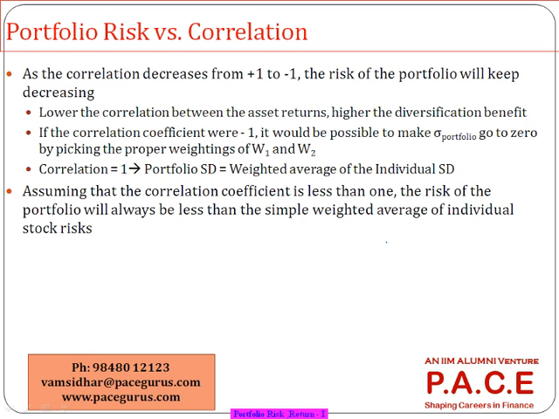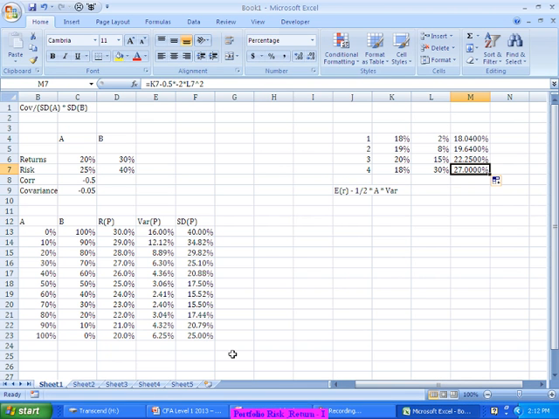Now I'll go back to our example again. Now if we see, the portfolio risk is actually coming down as the correlation comes down. When the correlation was 1, the minimum risk was 25% of the portfolio. The minimum risk of the portfolio is 25% for a 100-0 combination only. But if the correlation becomes 0.5, the minimum risk came down to 24.74%.